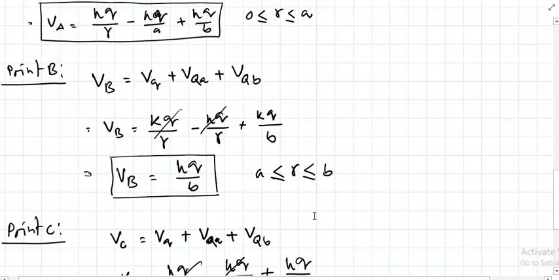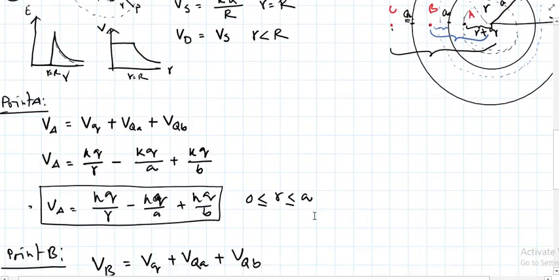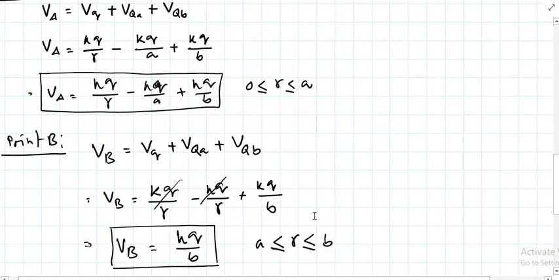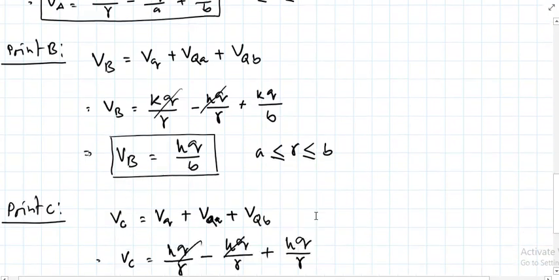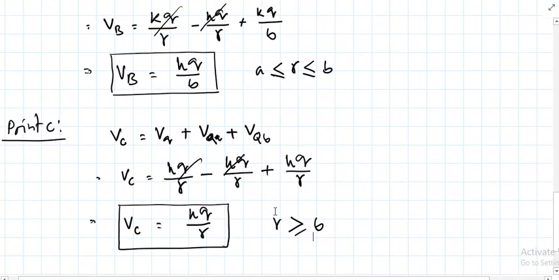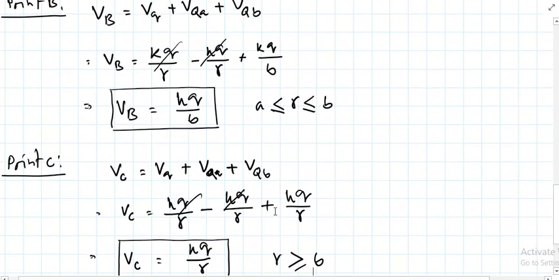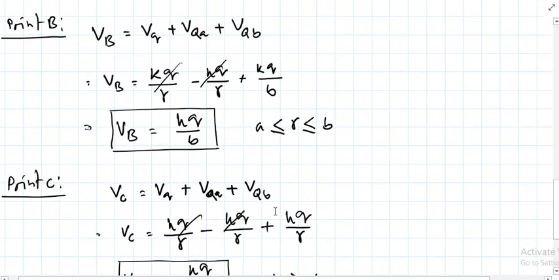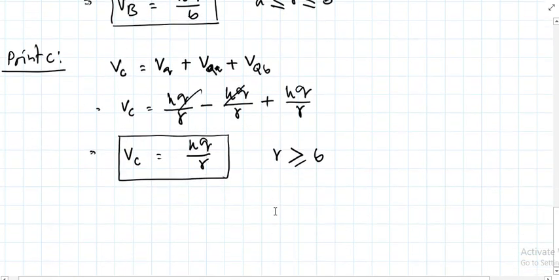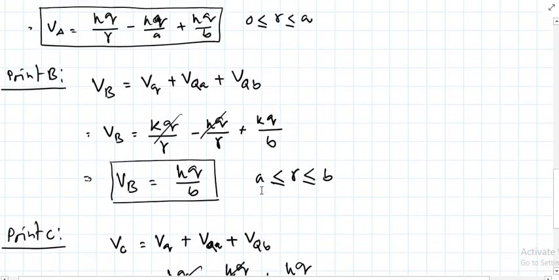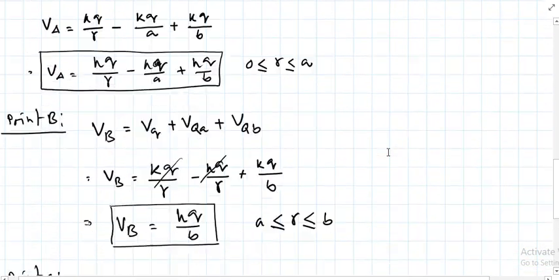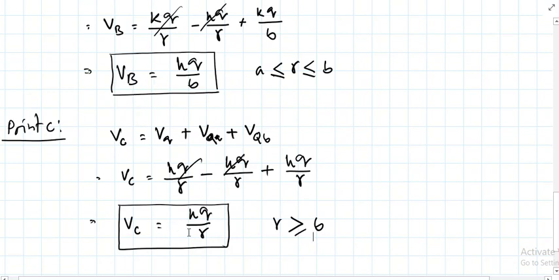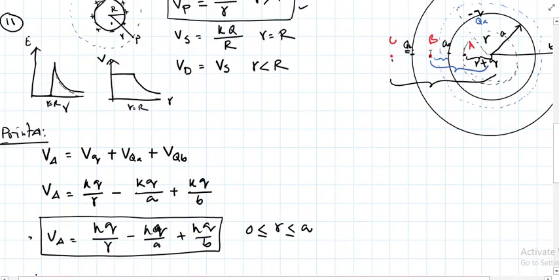You can also consider which point would have a higher potential among points A, B, and C, depending on this scenario. Because r is greater than b, if you compare point B and C, B is definitely smaller than r. Then you can say that point B has the higher potential with respect to B and C.